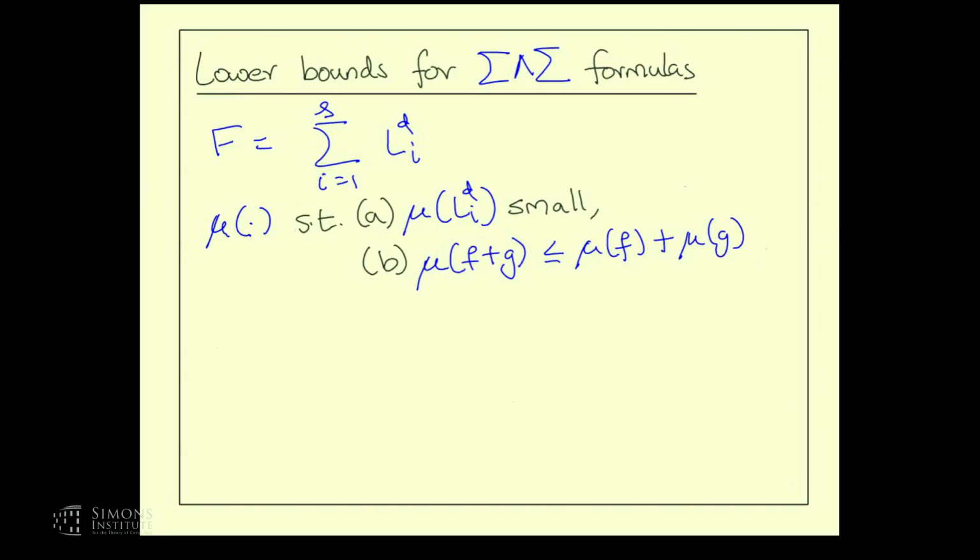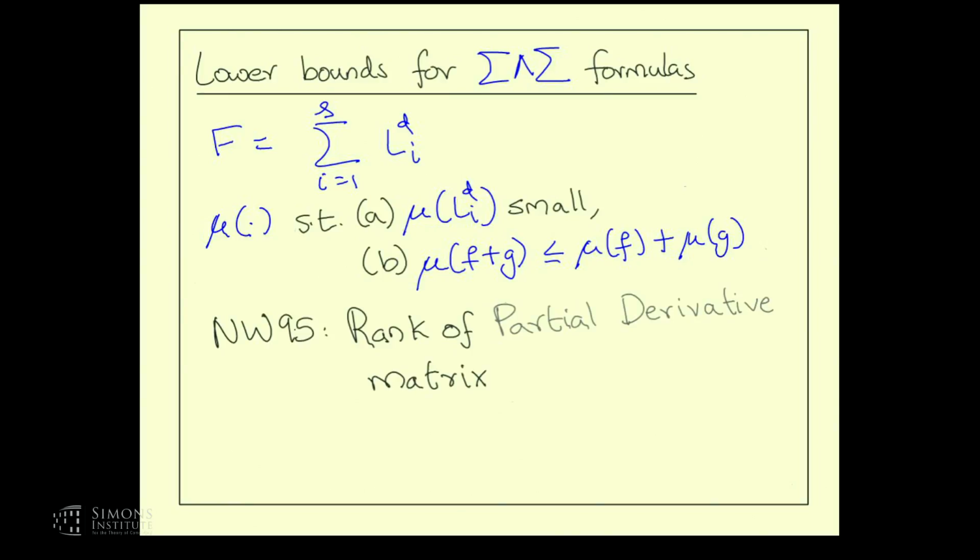Again, we define a complexity measure for polynomials, and we want to do it in a way so that the complexity of each term in the sum is small and the complexity is subadditive. Finally, we'll find a polynomial for which the complexity is large, and that will give us the lower bound. So what's the complexity in this case? It turns out to be a rank, again the rank of a matrix, the rank of the so-called partial derivative matrix, which I'll define on the next slide.